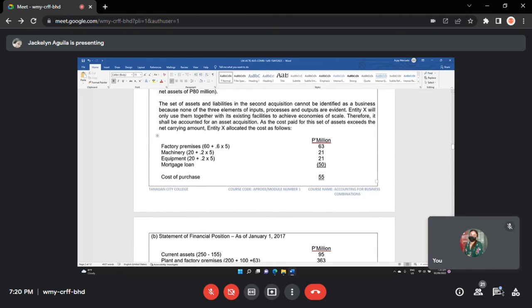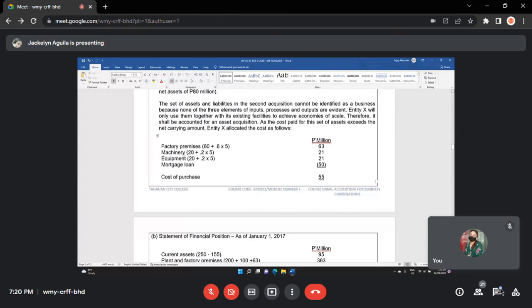Sa mortgage loan naman po, kaya po hindi siya kasama sa allocation po ng cost po dahil ito po liability, hindi po siya asset.